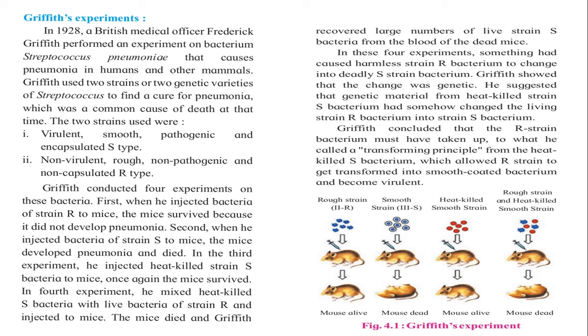Griffith concluded that the R strain bacterium must have taken up what he called a transforming principle from the heat-killed S bacterium, which allowed the R strain to get transformed into smooth coated bacterium and become virulent, as shown in the figures.